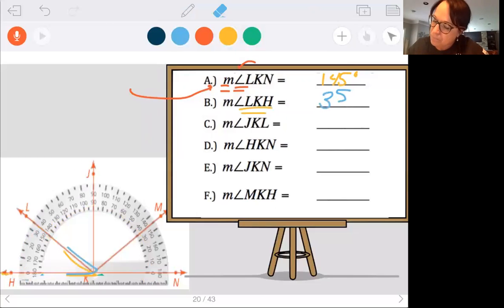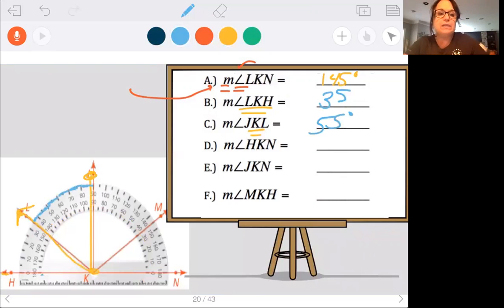All right, let's take a look at another one. JKL, let's go from J again to K is the vertex, out to L. Now this is going to require me to do a little subtraction here, or I can just count. Okay, so if I realize that this is just 10 degrees, 20, 30, 40, 50, 55, it's probably the easiest way to do it is just to count.